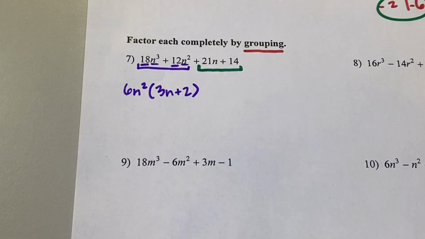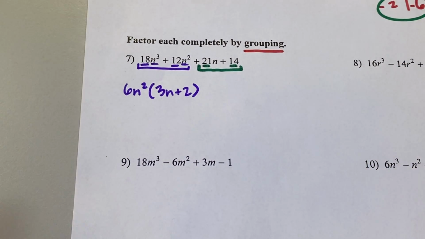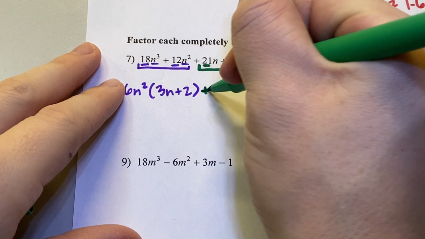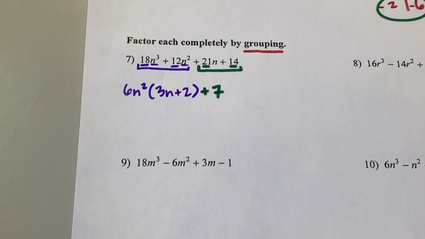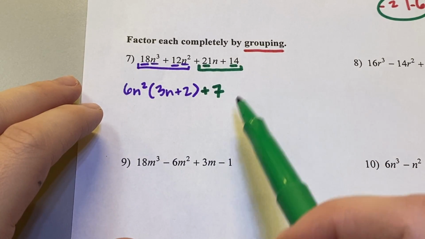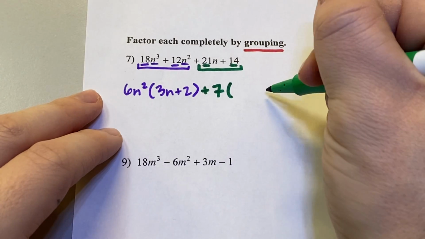Let's go ahead and look at our second group. 21 and 14. What's the biggest number I could divide both 21 and 14 by? 14? Can't divide 21 by 14, that would give me a decimal. What did I say? 7. Beautiful. We can divide 21 by 7, and we can divide 14 by 7. This guy has an n, that guy doesn't. Can I take an n out? Nope. So 7's the only thing we could take out.